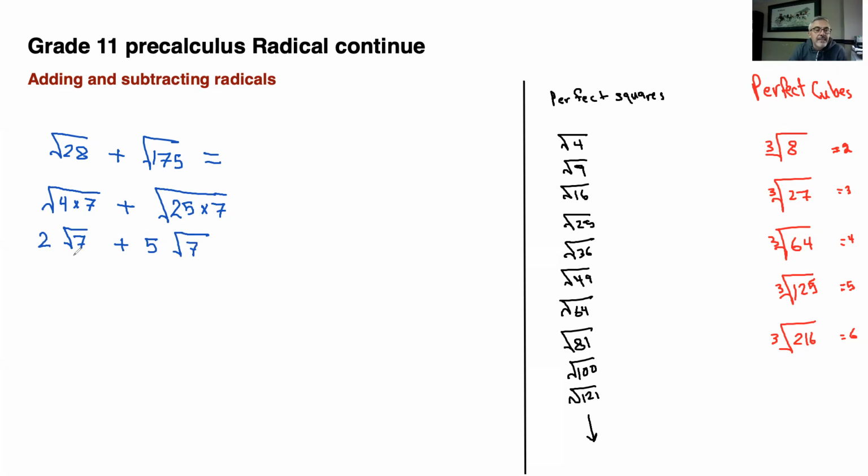Now, if you look at these, the root 7s here make them like terms, and therefore you could add these two. Almost like 2x plus 5x gives you 7x. It's the same thing. 2 root 7 plus 5 root 7, it's 7 root 7.